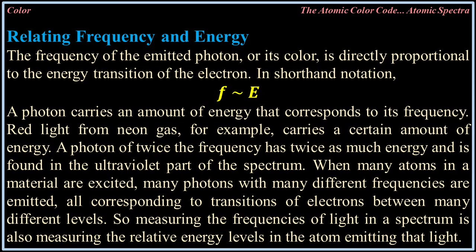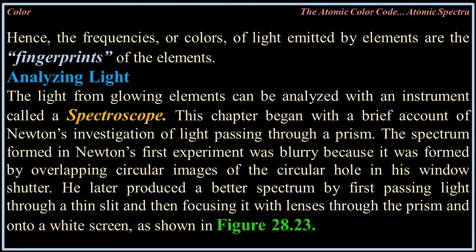When many atoms in a material are excited, many photons with many different frequencies are emitted, all corresponding to transitions of electrons between many different levels. So measuring the frequencies of light in a spectrum is also measuring the relative energy levels in the atom emitting that light. Hence, the frequencies or colors of emitted light by elements are the fingerprints of the elements.